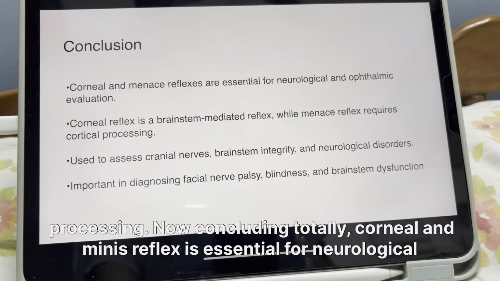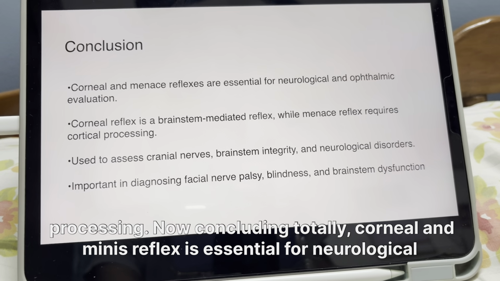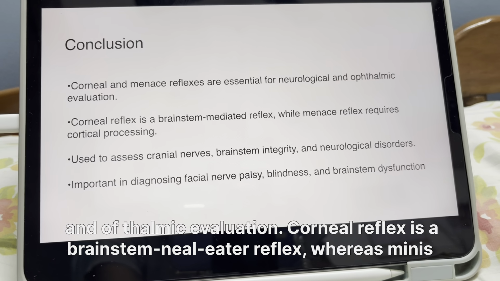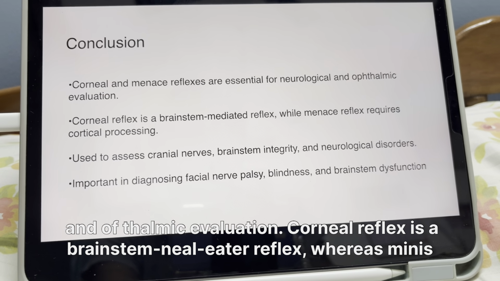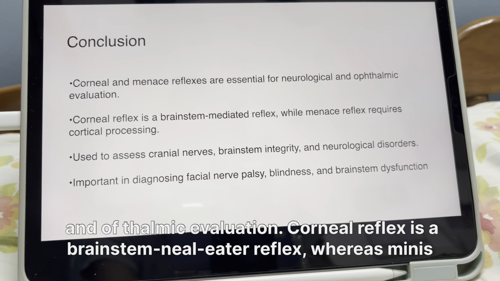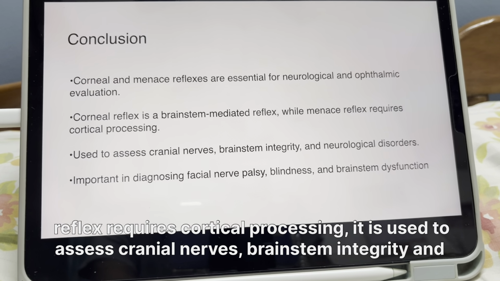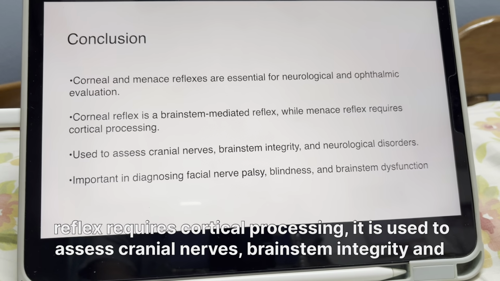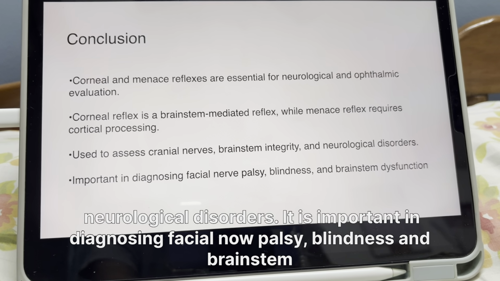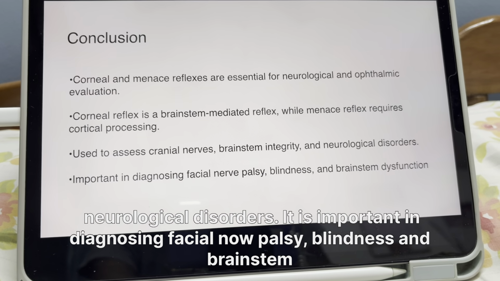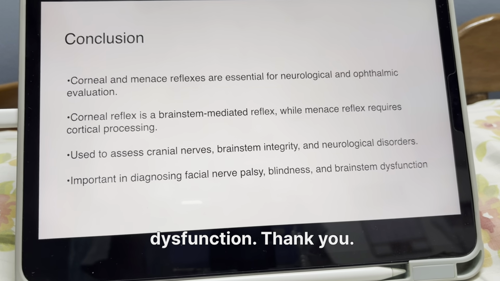Now, concluding totally, corneal and Menace reflexes are essential for neurological and ophthalmic evaluation. Corneal reflex is a brainstem mediated reflex, whereas Menace reflex requires cortical processing. It is used to assess cranial nerves, brainstem integrity, and neurological disorders. It is important in diagnosing facial nerve palsy, blindness, and brainstem dysfunction.